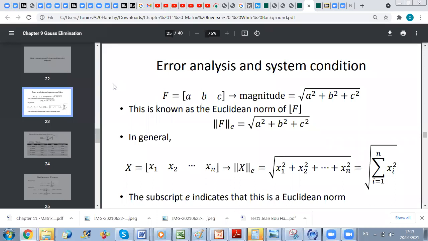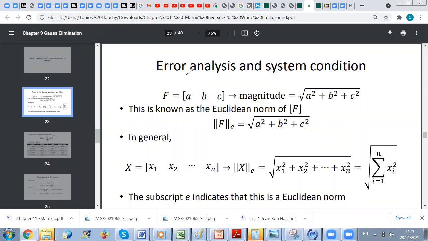Okay. Here in these two slides, we are just defining a way to assess the norm of a matrix. In general, we calculate the magnitude of a vector. You know how to calculate the magnitude of a vector. You do radical a square plus b square plus c square. This is one possibility of norms that we can have. Okay. You have several other possibilities of norm definition.